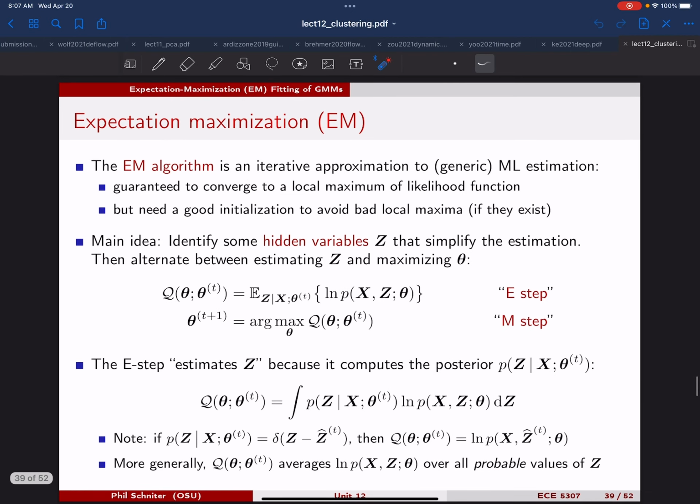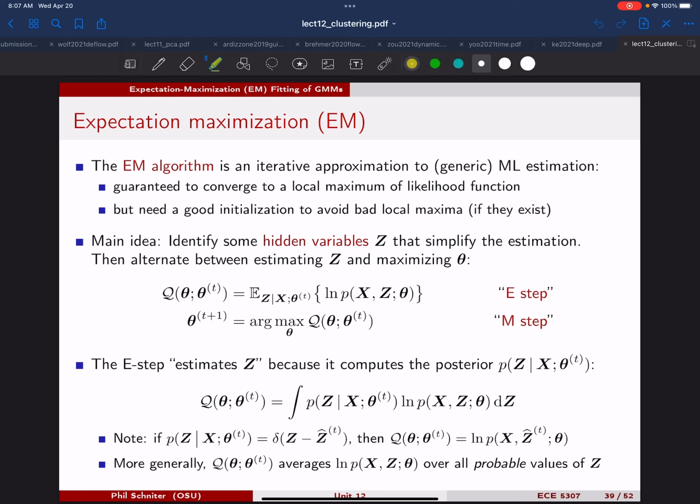Okay, so the EM algorithm is a generic algorithm that can be applied to ML estimation and other things. We're going to use it. We're first going to develop it more generally, and then we're going to apply it to our Gaussian mixture model. But it's a super useful algorithm you can use for many, many other problems beyond this.